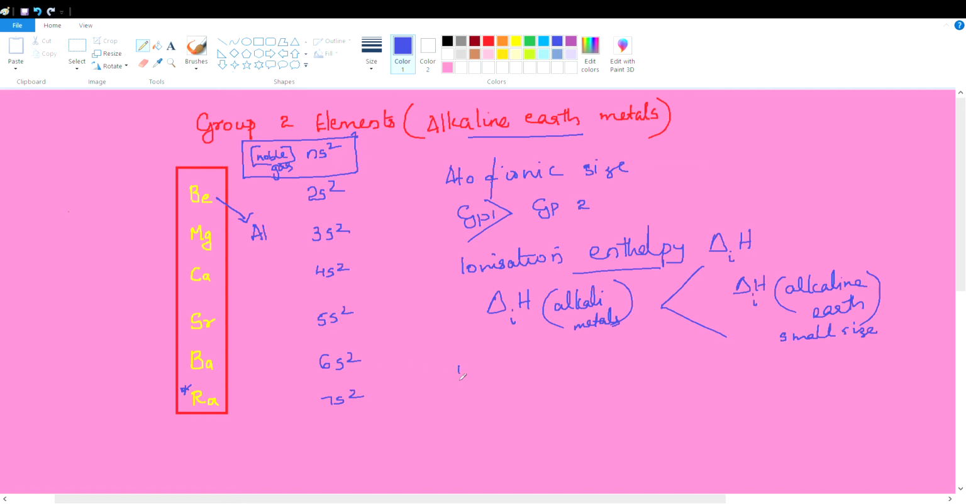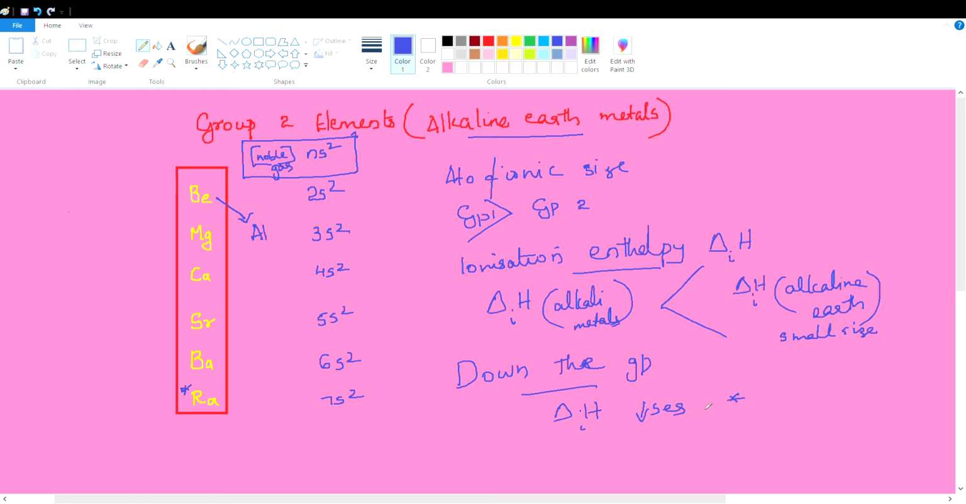Down the group, ionization enthalpy decreases. Down the group, from beryllium to radium, the delta Hi value decreases. This is due to the increase in size. Down the group atomic size increases, nuclear attraction on the valence electron decreases, hence ionization enthalpy decreases.